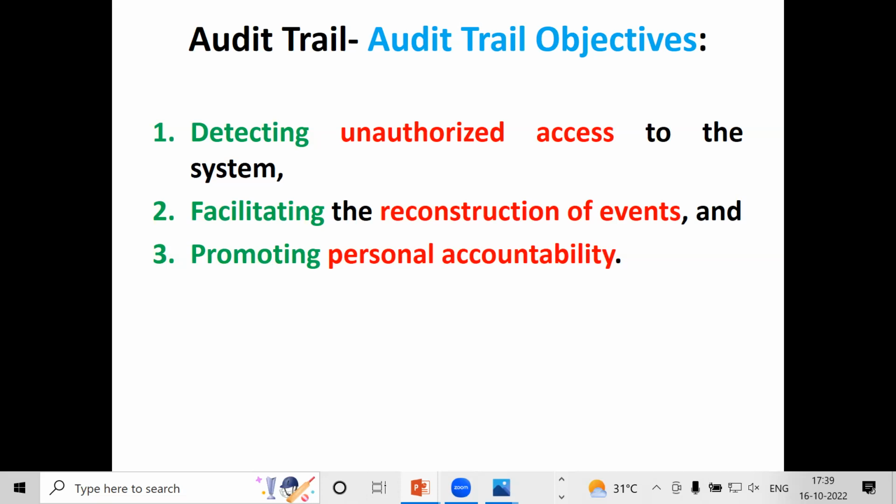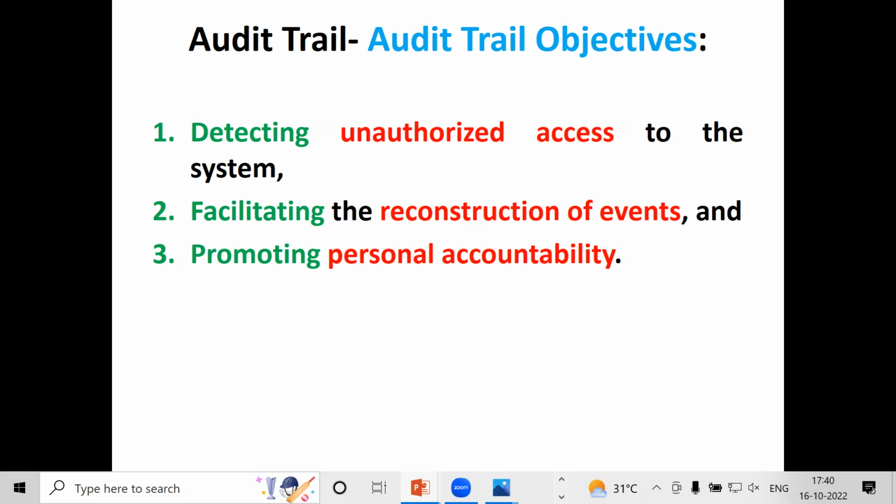So there are three objectives. This is an important question: detecting unauthorized access to the system, facilitating reconstruction of events, and promoting personal accountability. Detecting unauthorized access means what? In our example, D is the server. Suppose D is not accessible to A, it should not be. If A tries to attempt, then that is unauthorized access. Second one is facilitating reconstruction of events: if he has come into D, how he came into computer D can be re-verified.